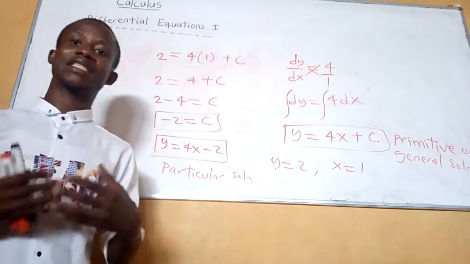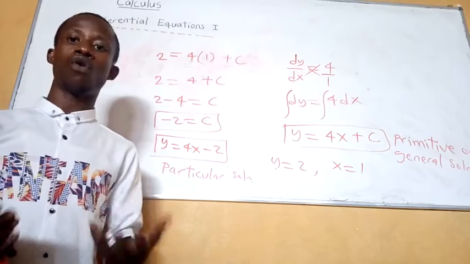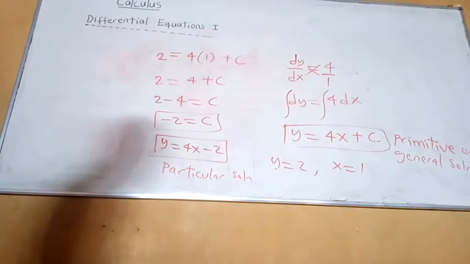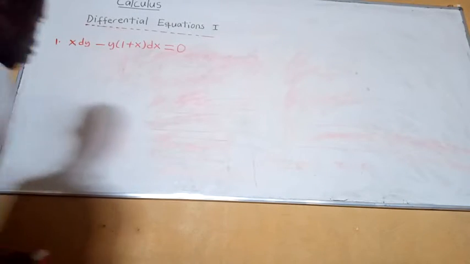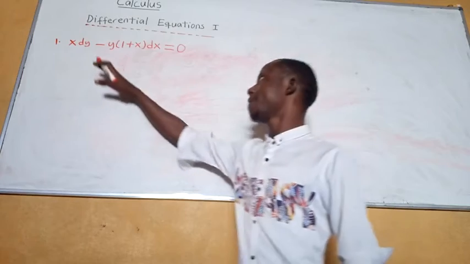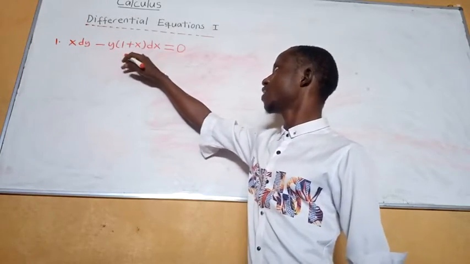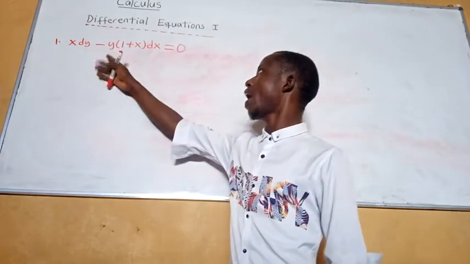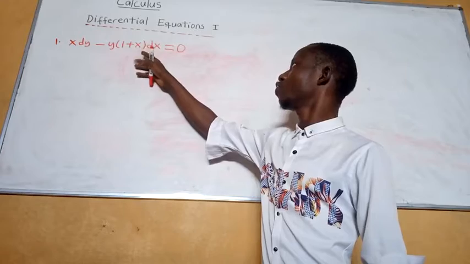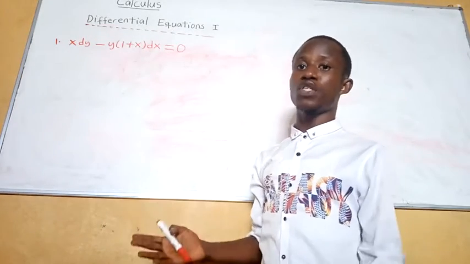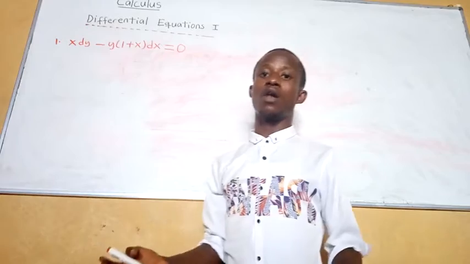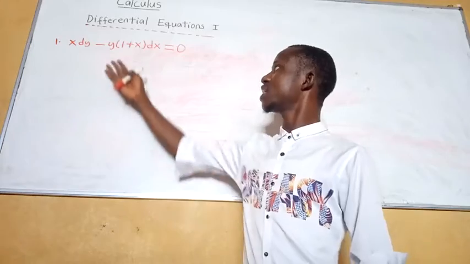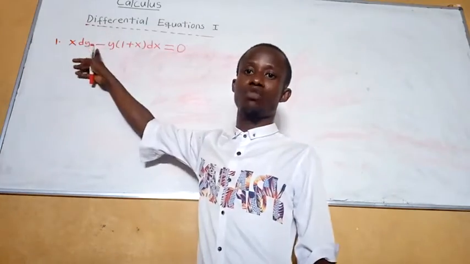So now let's get started. Let's start solving problems on variable separation. Let's see our first problem. Problem 1, we have x dy - y(1 + x) dx = 0. The first and foremost thing, we need to send -y(1 + x) dx across the equal sign. The reason we are doing this is because we want to make life easier for ourselves in order to separate our variables. So we can send this across, the sign will change from negative to positive.